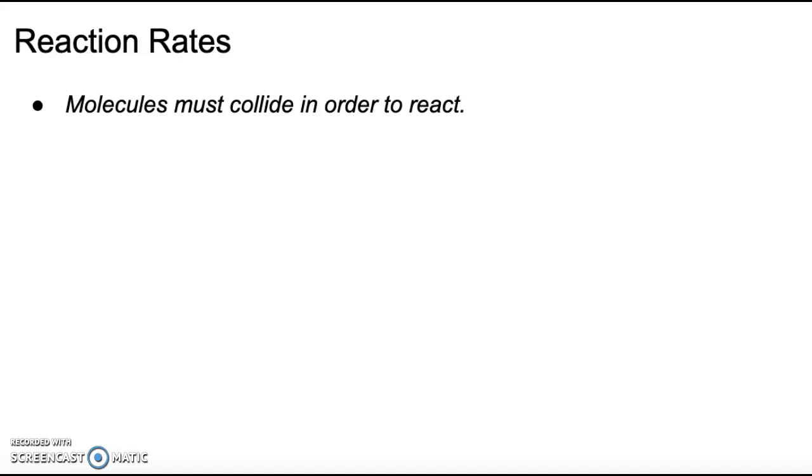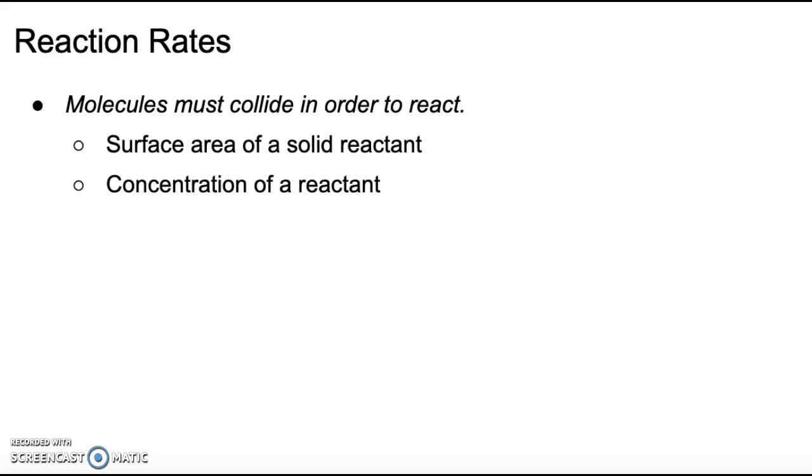All right, so some things that we can do in order to increase the number of collisions are think about the surface area of a reactant, particularly when it's a solid. So the greater the surface area, the more collisions are going to happen between the reactants. We can also look at the concentration of the reactants.